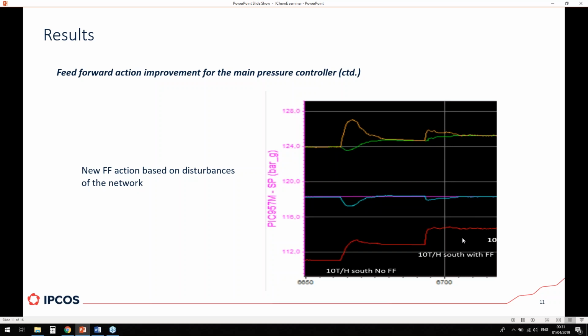Once the disturbance comes, the pressure controller immediately knows that it needs to react, and it reacts in anticipation, and you see that the pressure, of course, reduces much less. So this reduces the disturbances. This was one of the biggest advantages of doing the simulation, that we were able to see that the current feed-forward strategy that they had was not the right one, and that we were able to compare between that one and the one we were proposing. And this will for sure bring a lot of robustness to the network.